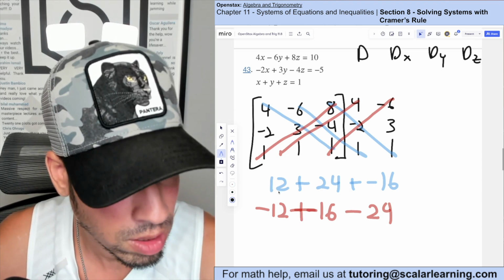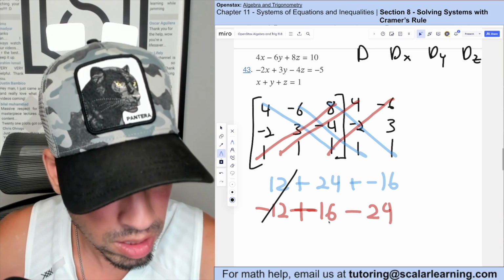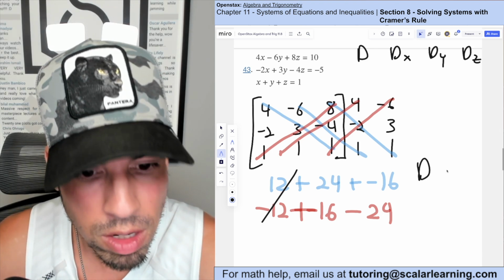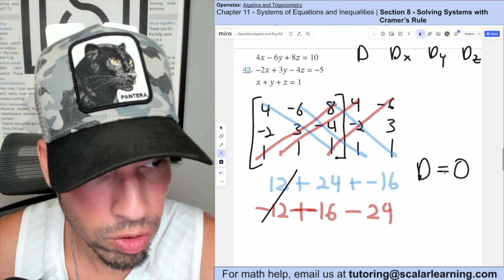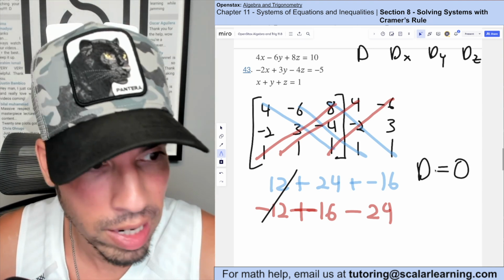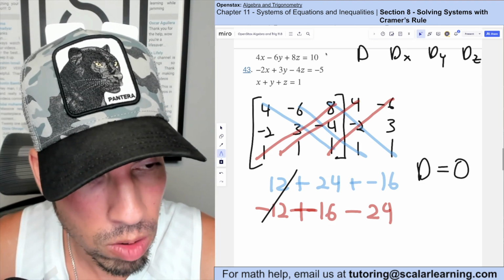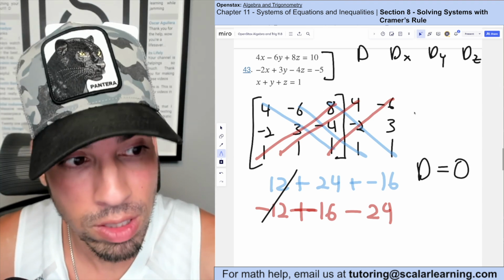All right, that double negative becomes a plus. Let's combine everything. You can see these guys are going to cancel out. 24 plus 16 is 40. Negative 16 plus negative 24 is negative 40, which means my determinant is 0. So in this case, when you get a determinant that is 0, you're either going to have no solution or infinite solutions. Now, if we take a quick look at this system, what you can see is that this is probably going to be an infinite solution situation.